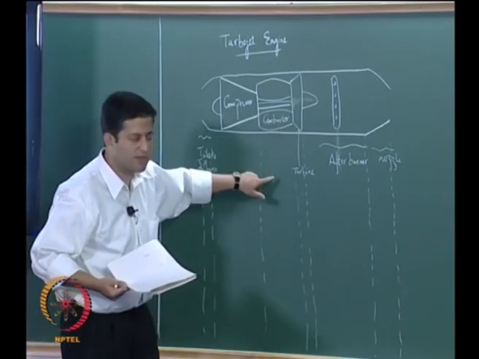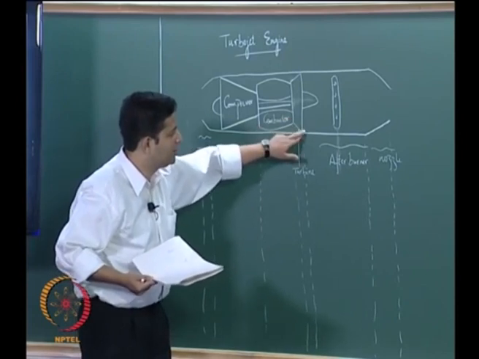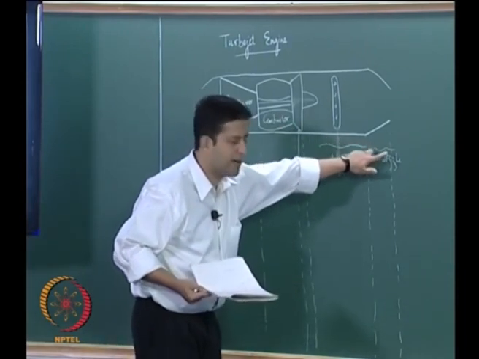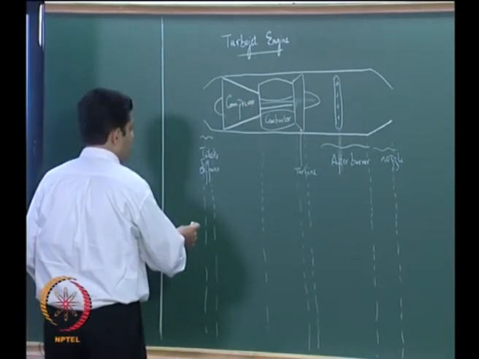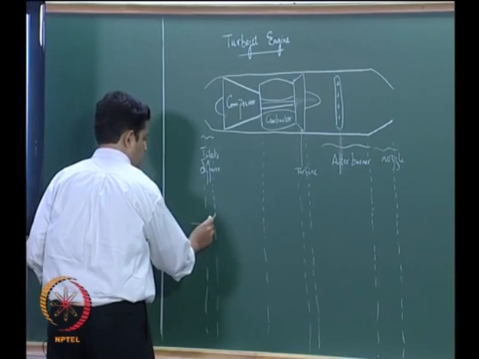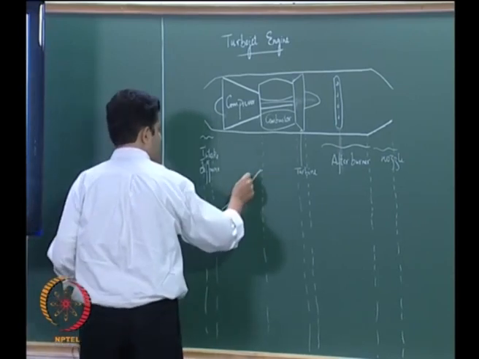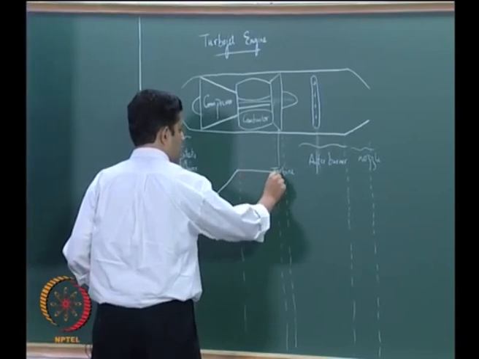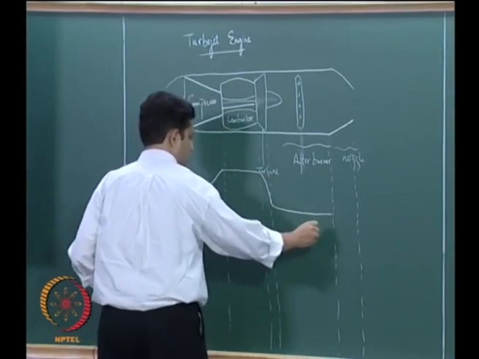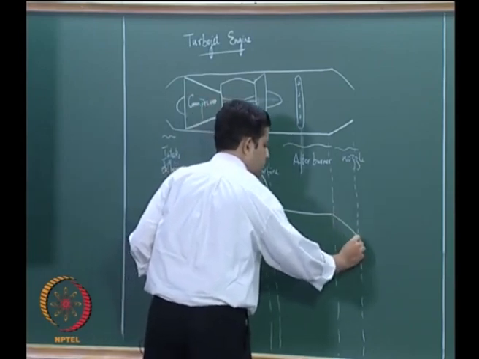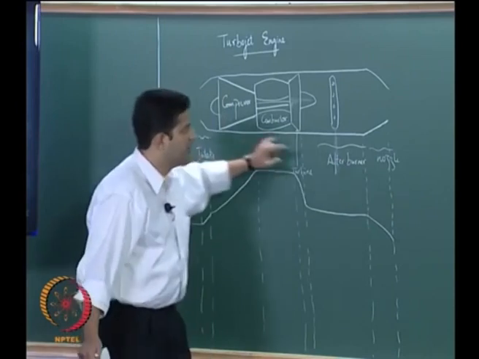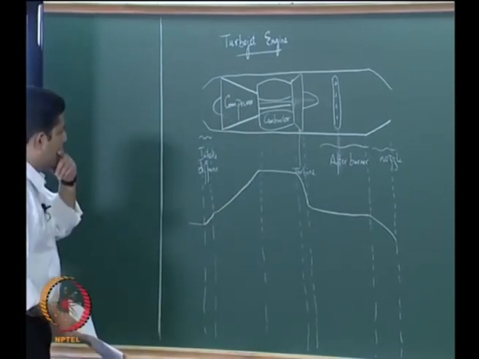In the combustor, it's a constant pressure process. And again, you have the turbine where the pressure drops, and then in the afterburner, which is nothing but a second combustor, pressure is again constant, and in the nozzle, the pressure drops. Let's look at how the line goes. This is how the pressure varies as a function of the length of the turbojet engine.